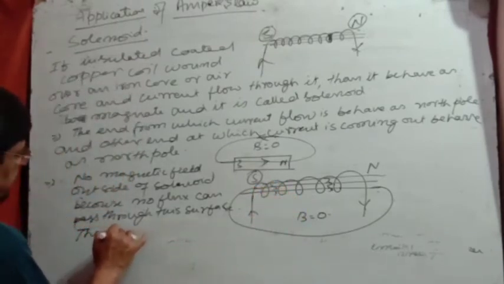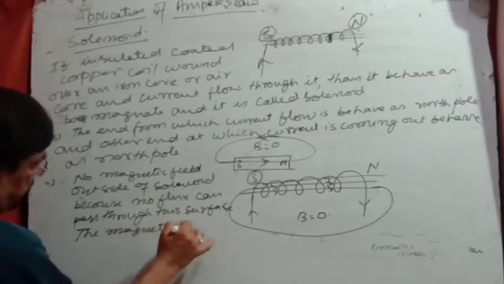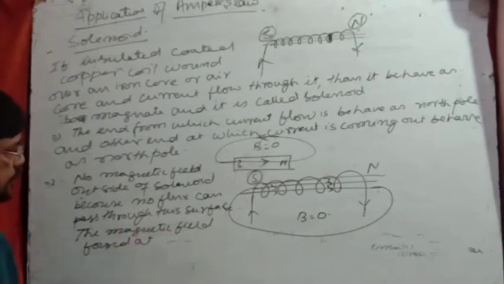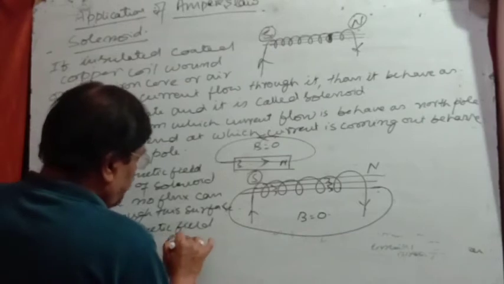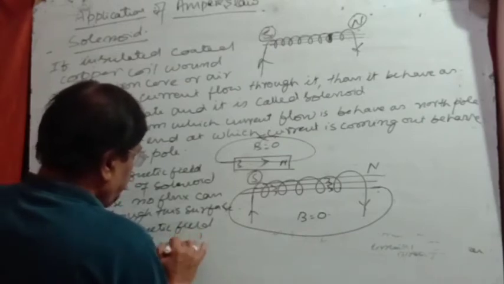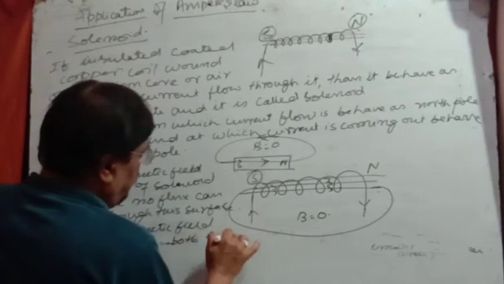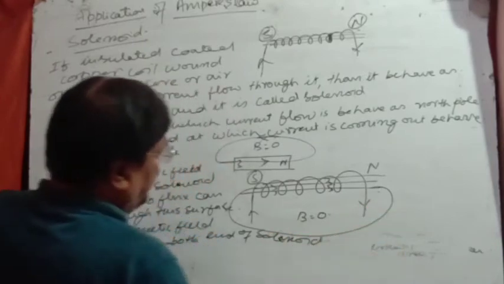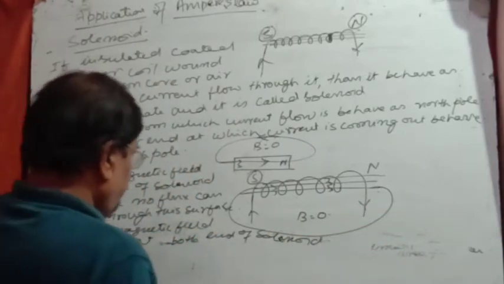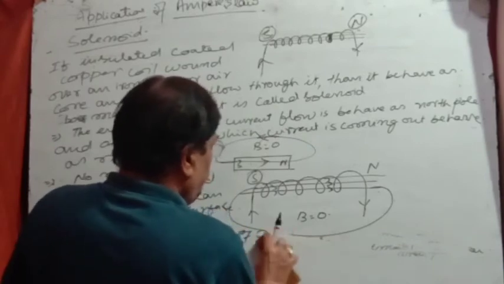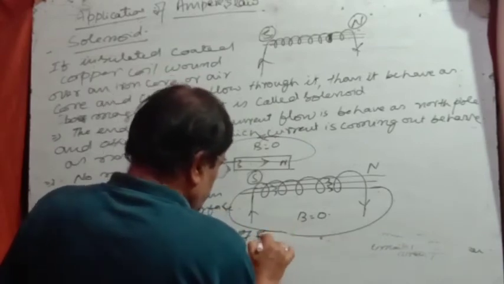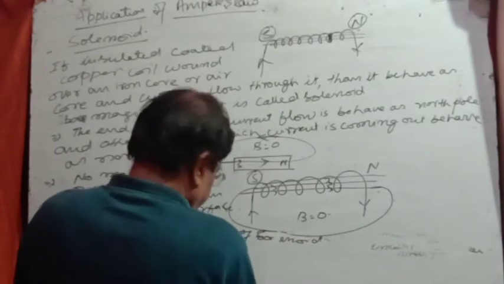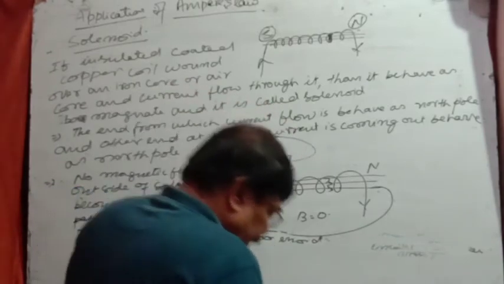द मैग्नेटिक फील्ड फाउंड एट both end of the solenoid, दोनों सोलेनॉइड के दोनों एंड पे मैक्सिमम होता है इसमें अट्रैक्शन, और मैग्नेटिक फील्ड ऑलवेज फाउंड इनसाइड द सोलेनॉइड. समझ गए बात को?